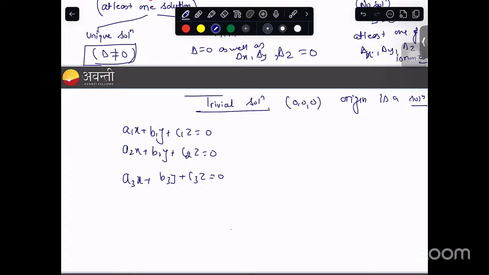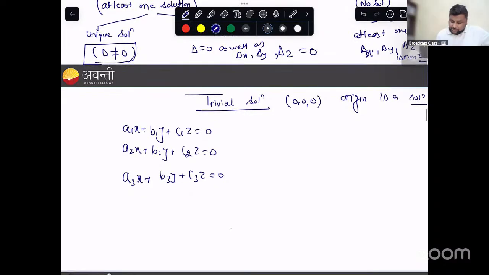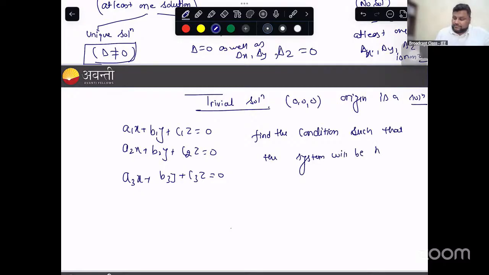Yes, sir. Now the person who is setting the paper is asking you to find the condition such that the system will be having non-trivial solution. Now they won't say it that way, they will just give you three equations and then they will ask to find a condition such that the system will have non-trivial solution.